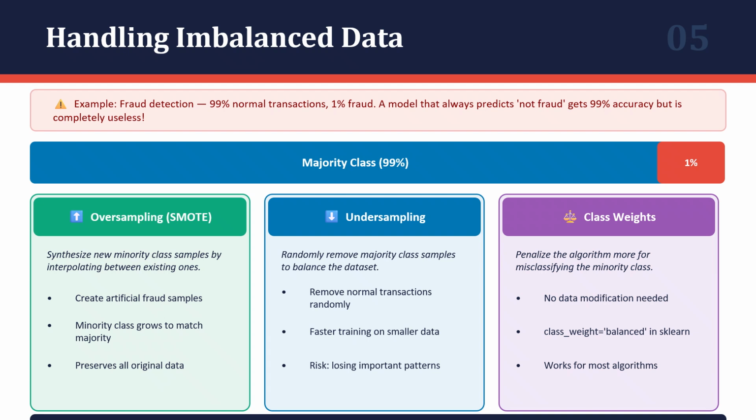Evaluation metrics for imbalanced data: precision, of fraud predictions, how many were actually fraud, and recall, says of actual fraud cases, how many did we catch, and F1 score, the harmonic mean of precision and recall. AUC_ROC, the overall model discrimination ability.